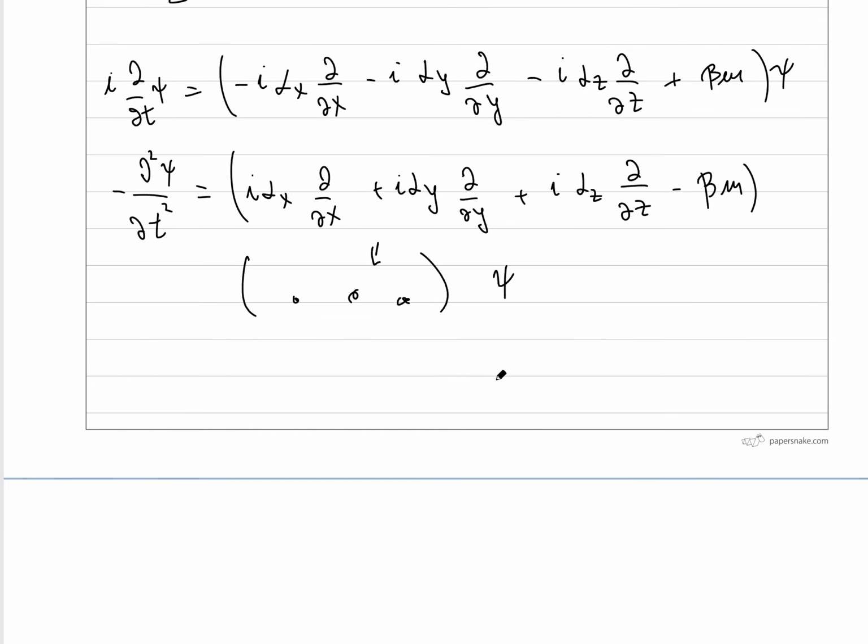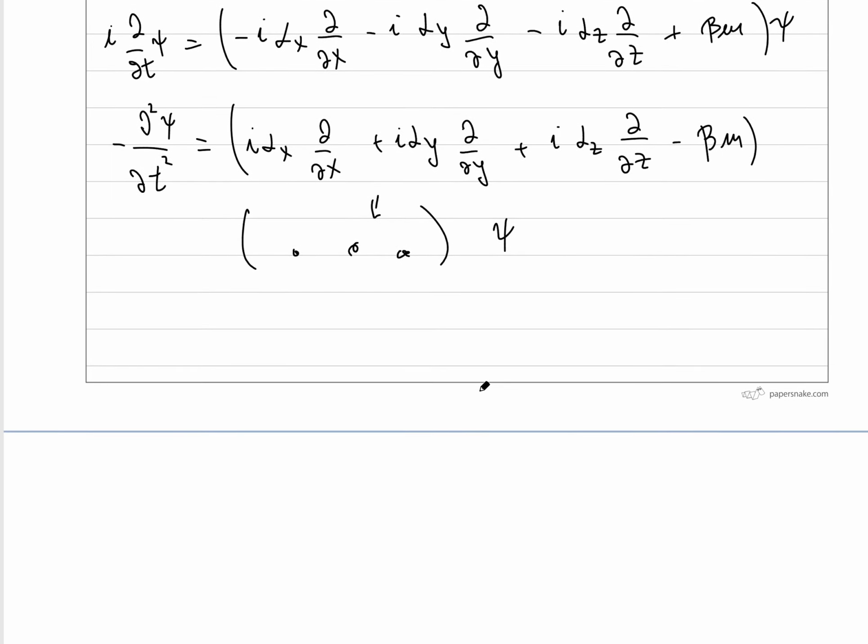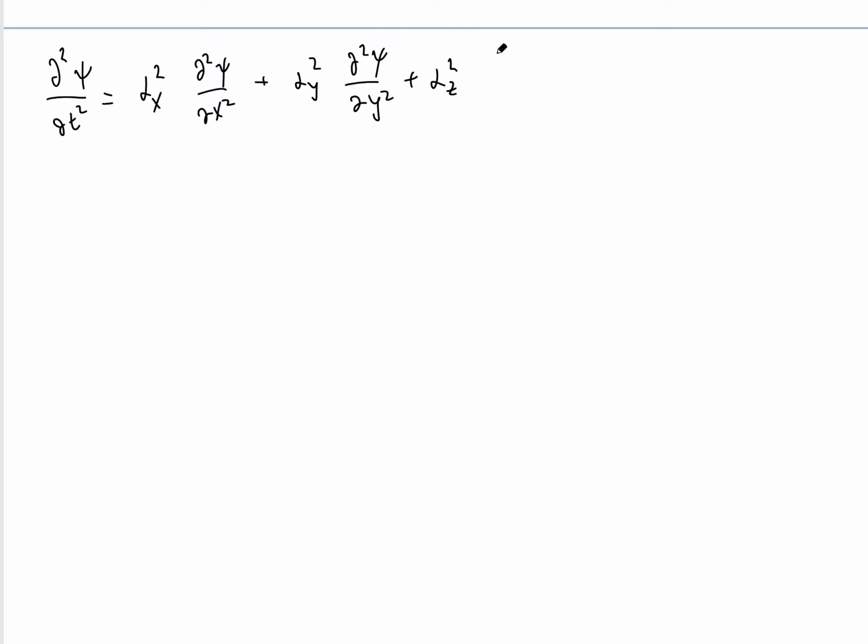So you can multiply both equations. So you can find partial squared psi over partial t squared, and then you have alpha x squared partial squared psi over partial of x squared, plus alpha y squared partial squared psi over partial of y squared, plus alpha z squared partial squared of psi over partial z squared, minus beta squared m squared psi.